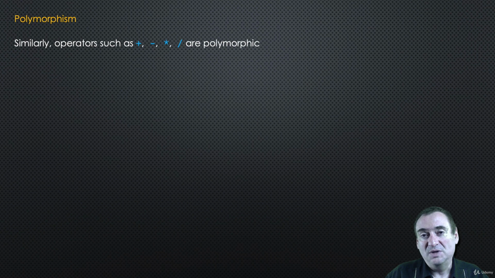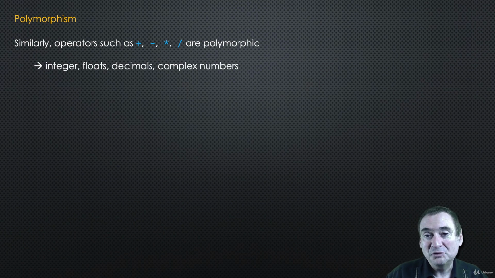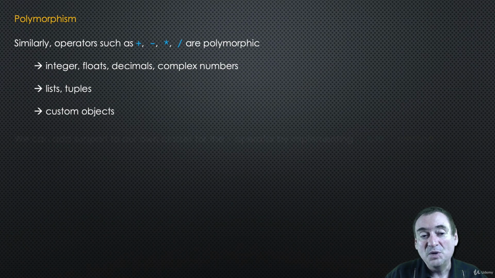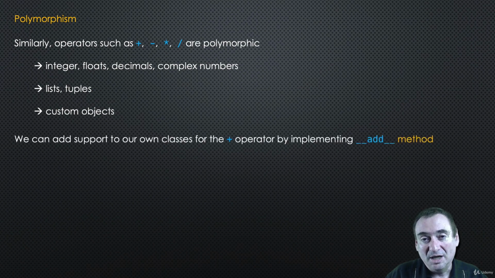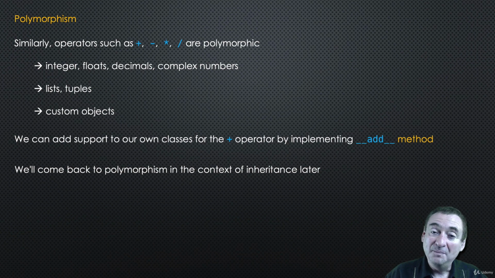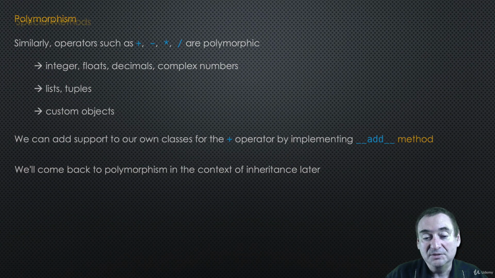Other operators in Python are polymorphic as well, like the plus, the addition, subtraction, multiplication, division. They're all polymorphic because they work with different types of operands, with integers and floats and decimals and complex numbers, right? Even lists and tuples we've seen. We have addition, we have multiplication by an integer, for example. And our own custom objects, of course, we can also implement those operators. We can support those operators by using special methods like the dunder-add method. And then we'll come back to polymorphism in the context of inheritance, but we'll come back to that later when we actually look at inheritance.